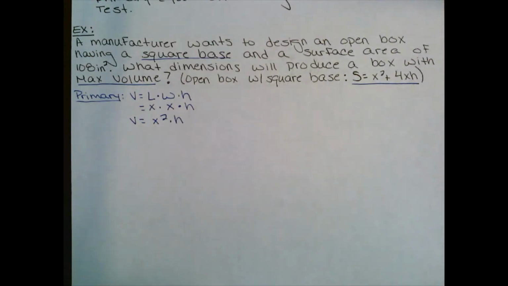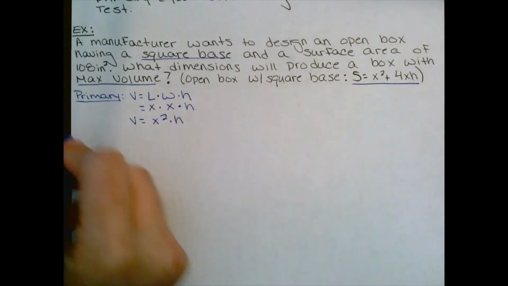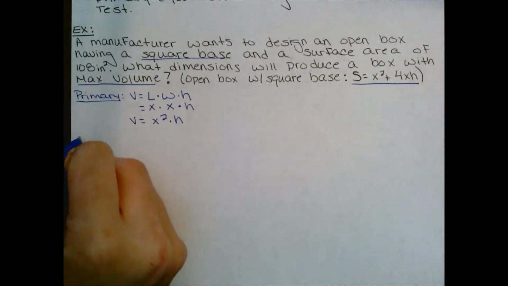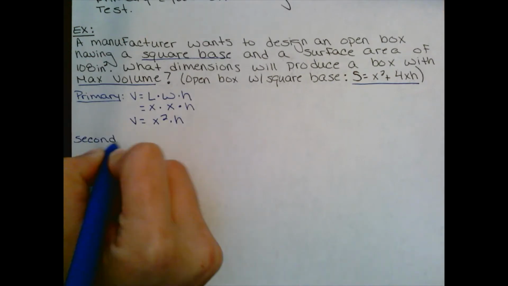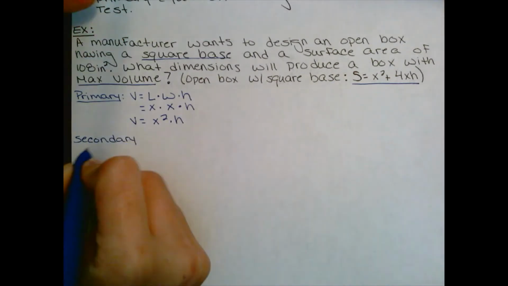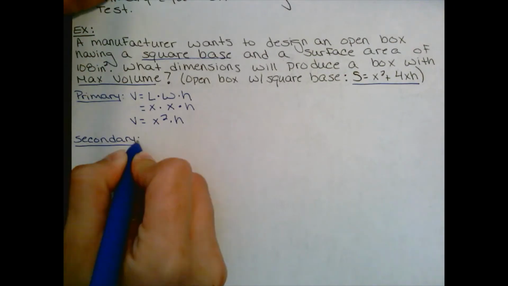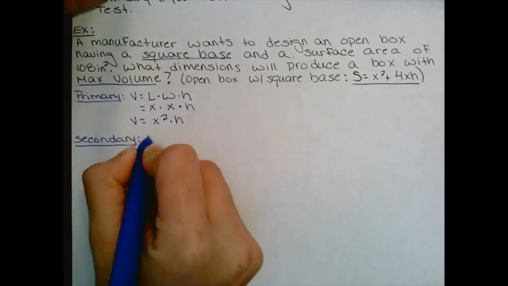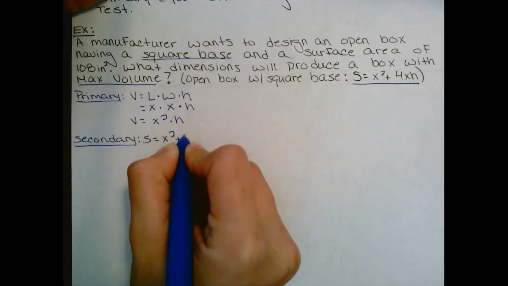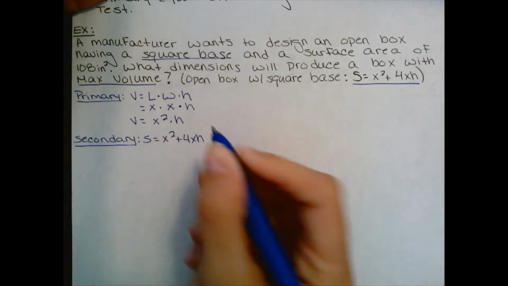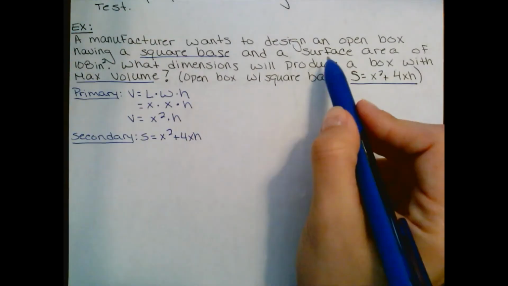Now, the surface area formula, which is the secondary, I'm just going to rewrite what they gave us. Now, they also told me over here that the surface area is 108. So I already know what this equation is going to equal.